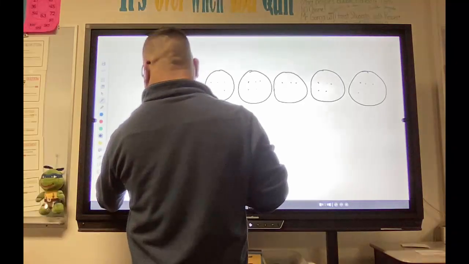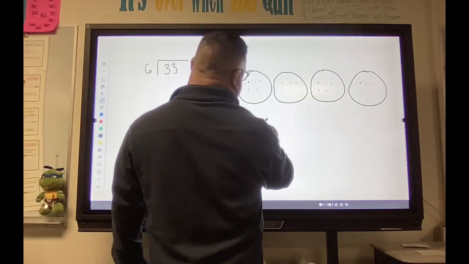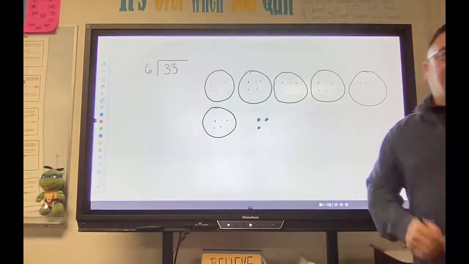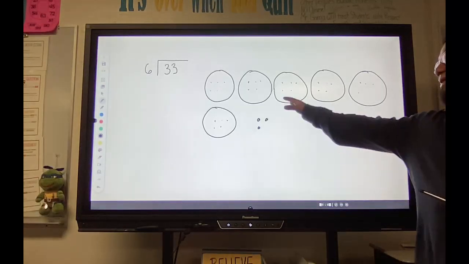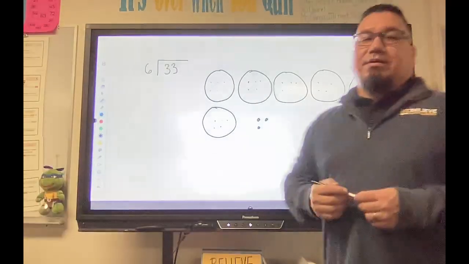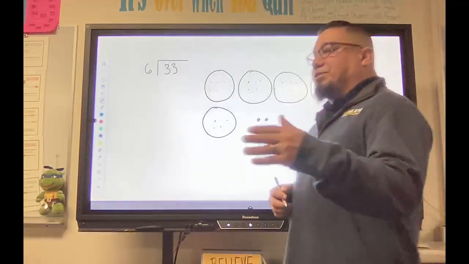Somebody said, how many remainder? 3. So I got these 3 that I can't give them, right? Look at the 6. I can't give them 3 more, or I can't give these guys 3, because then it wouldn't be even. Remember it. Equal. Good. We're saying it. So division is all about equal.